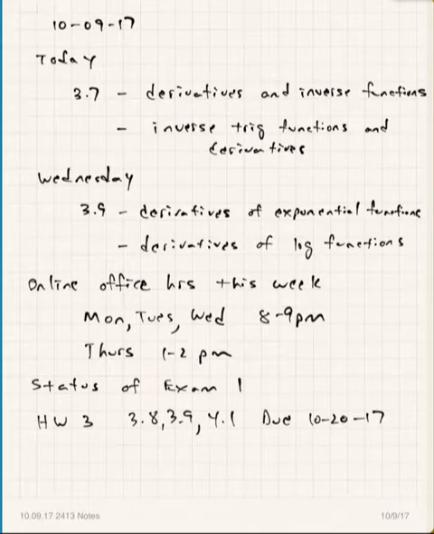Homework 3 is due at the end of next week. That covers sections 3.8, 3.9, and 4.1. So be looking at that for sure. 4.1 in particular, I want to point out, is on related rates, and that gives students some trouble sometimes. And section 3.8 is on implicit differentiation. That also gives students some trouble. So make sure you give yourself plenty of time. Do not be working on that at the very last second.